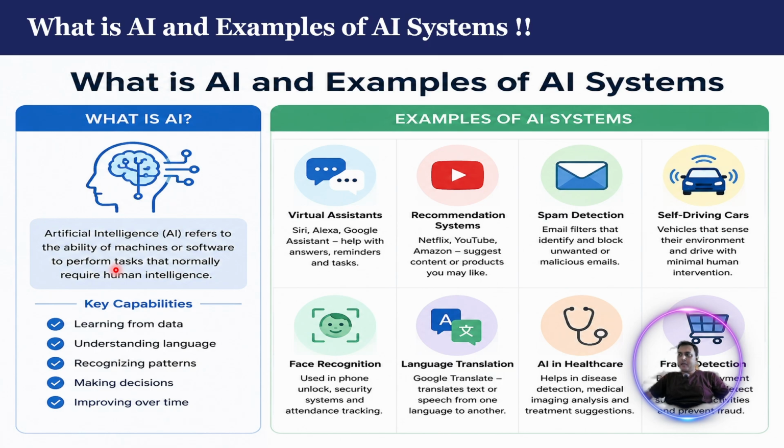Then we have the spam detection mechanism, right? You have a system which will actually help you to detect spam. Then the other example is face recognition. Then we have language translation, AI in healthcare, AI in fraud detection. So there are different examples of AI systems, right? I hope everyone is aware of AI systems, and I think every one of us is now using AI in various different ways, whether it is ChatGPT, Siri or Alexa. AI is everywhere. AI is in your phone, AI is in your day-to-day life.